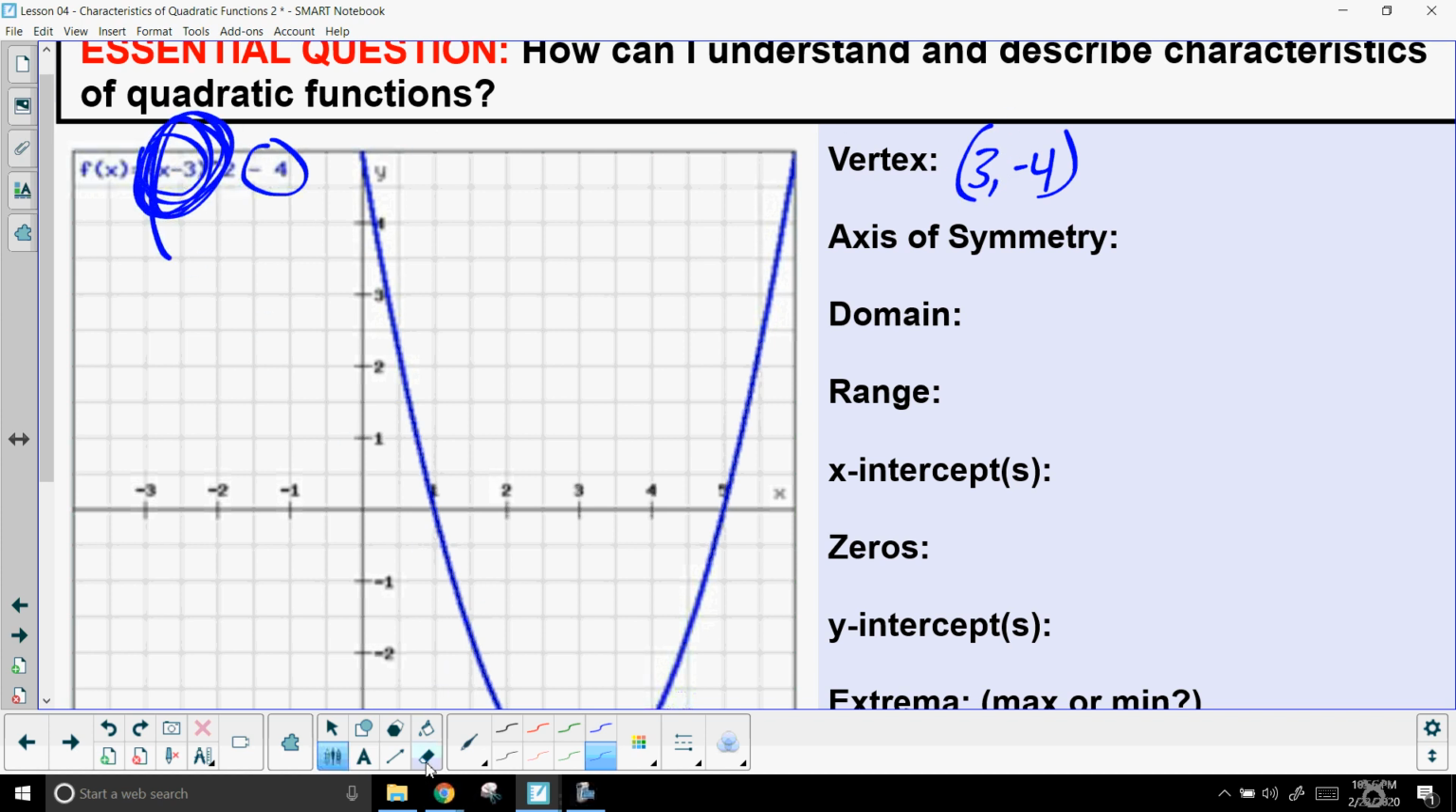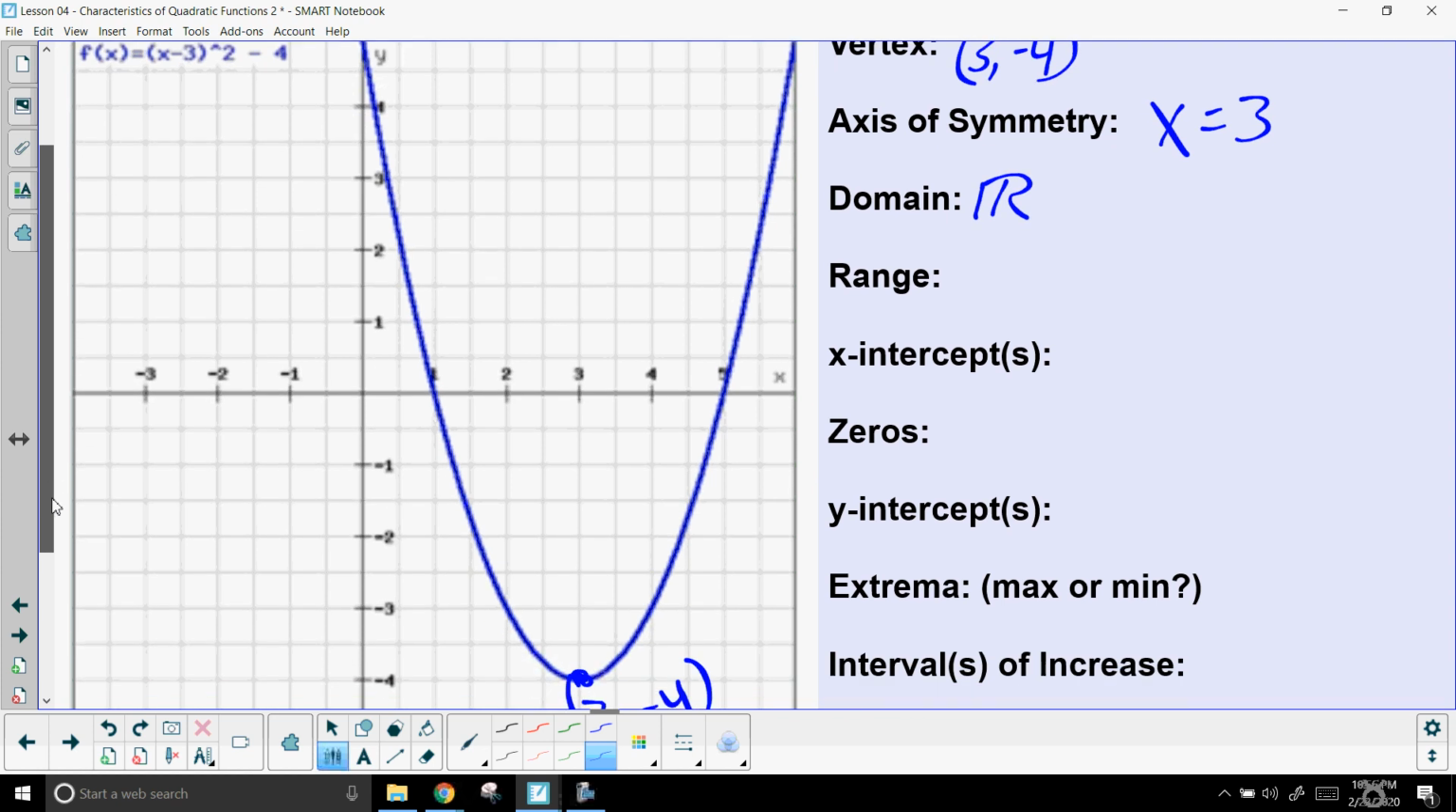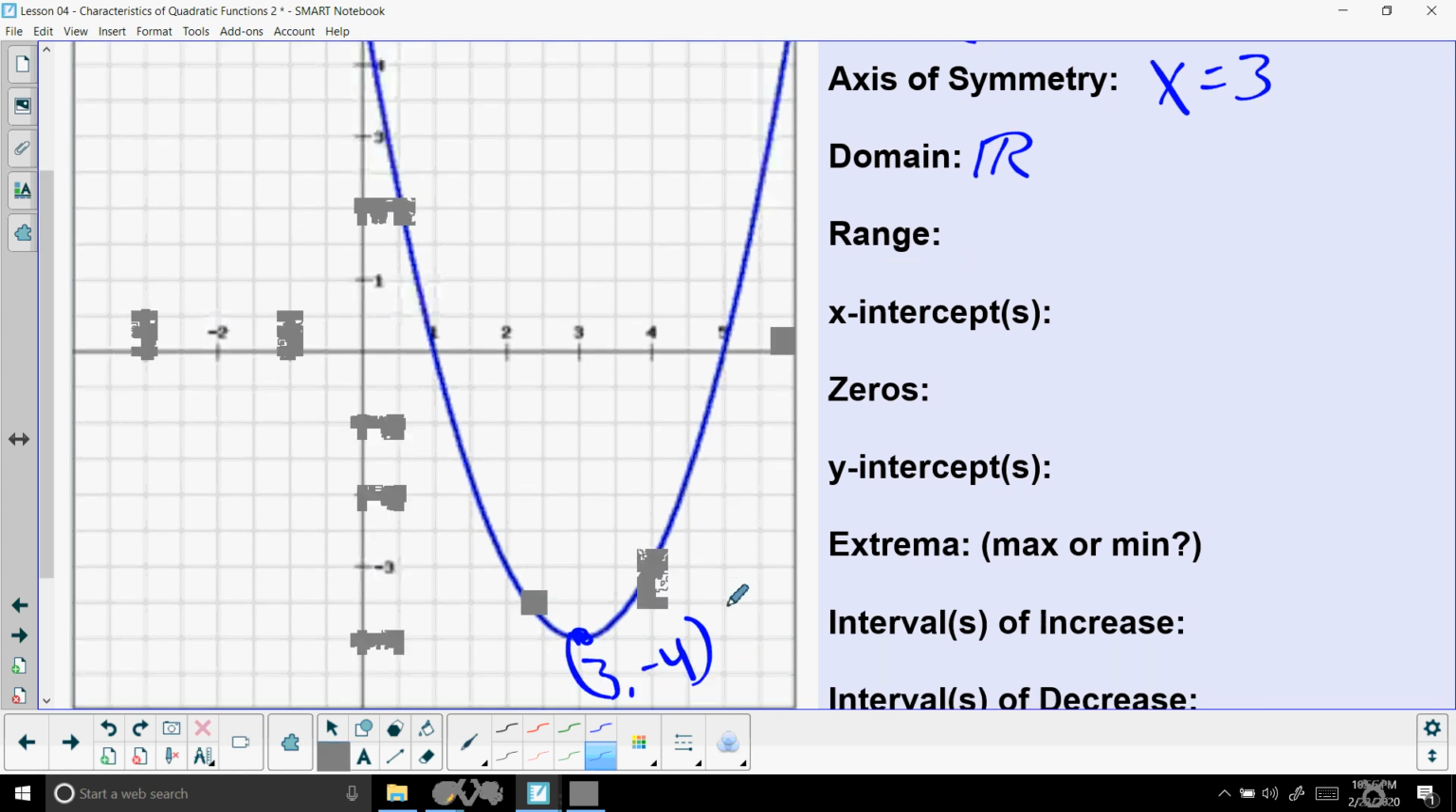Let me erase all that. So, axis of symmetry, you already know. It goes on forever, all real numbers. This one opens up, so its lowest value is going to be negative 4. Bracket negative 4. It's going up, so to infinity.